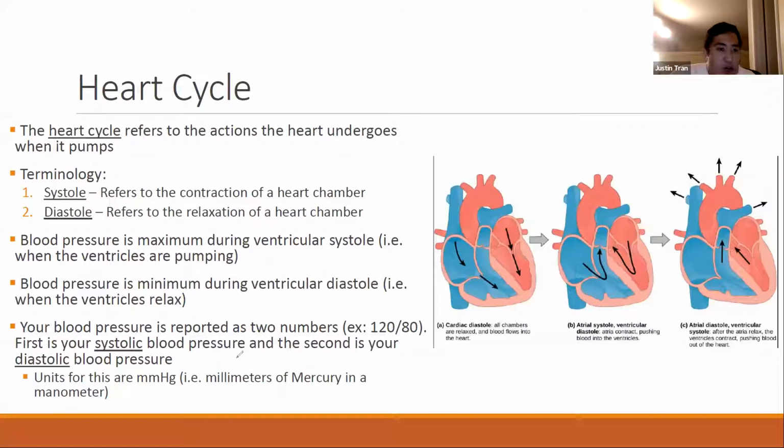And if you were ever curious about what the units for blood pressure are, they're millimeters of mercury. If you remember from fluid mechanics, there's a device known as a manometer, right? So let's say that you have flow through a pipe like this, and then you have a manometer like this.